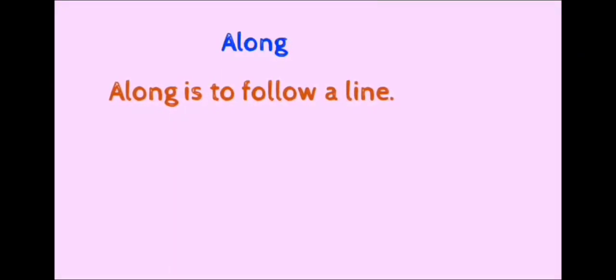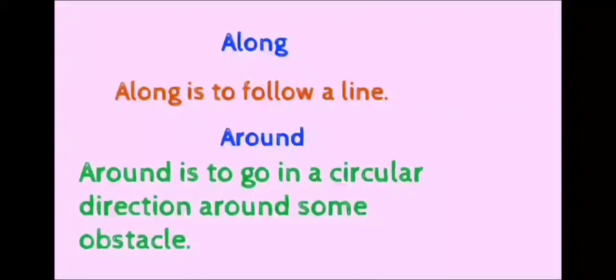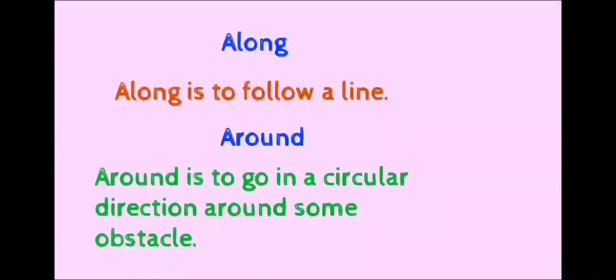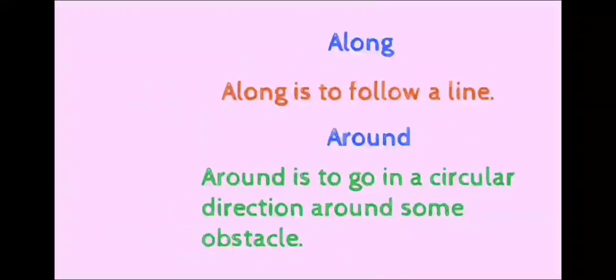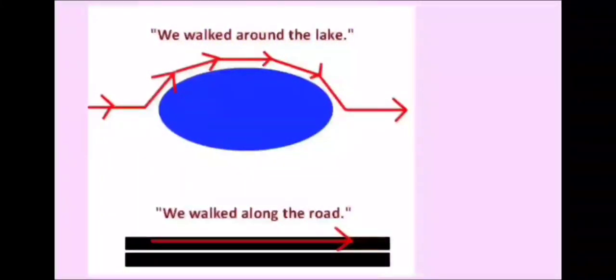Along is to follow a line, whereas when we talk about a circular movement, we talk about around. Around is to go in a circular direction around some obstacle. For example, we walked around the lake. Now the movement is circular, whereas we walked along the road shows that we have taken a linear motion. Another example: we walked around the group of children. We walked along the river.